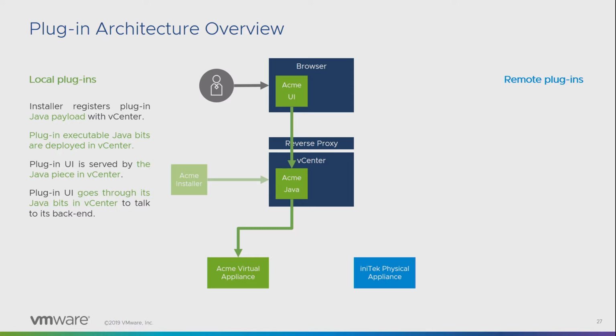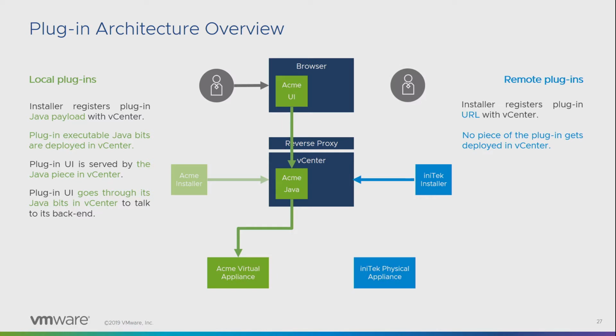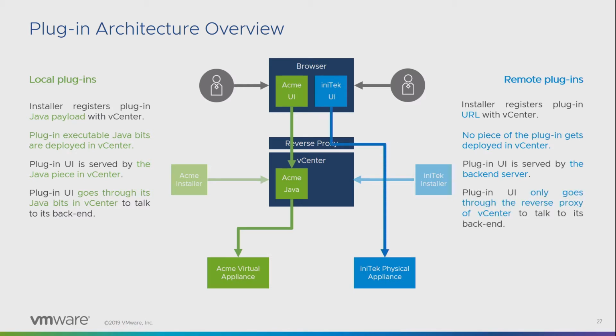Now, remote plugins change this picture in the following way. You still register a vCenter extension, but this time this is just a manifest explaining this plugin extends the VM with a new menu action or something like that. So this is very simple. And then the UI is served directly from the backend appliance. And the UI piece is talking to its backend through the reverse proxy of the vCenter.